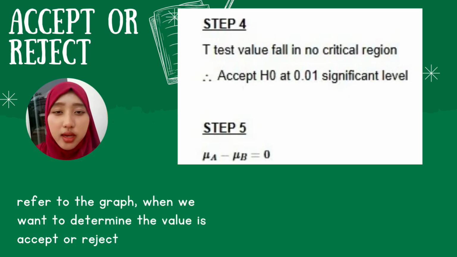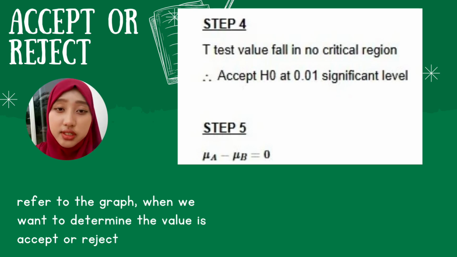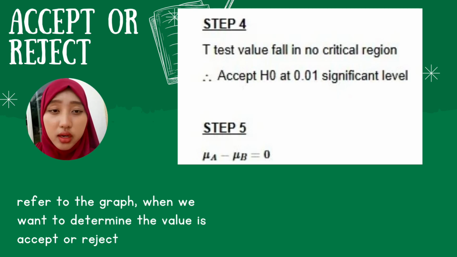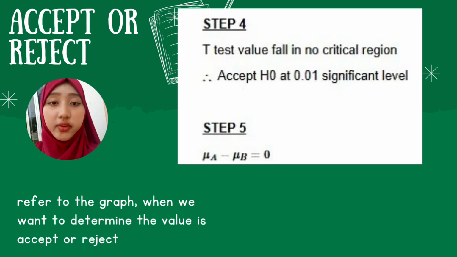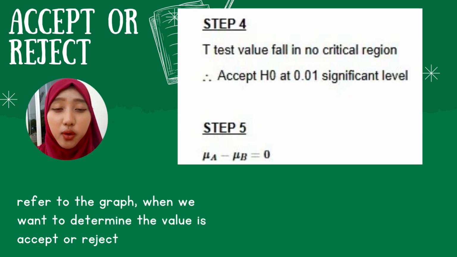Step 3, for the last step, accept or reject. Step 4, just determine whether the test value falls in the non-critical region or the critical region. How do we know? Refer to the graph. If the red one is inside the blue one, it means it falls in the critical region. But if the red line is outside the blue one, it means it falls in the non-critical region, so we accept H0. But if the red line is inside the critical region, it means reject H0 at the alpha significance level. And step 5, just write back what step 1 had.